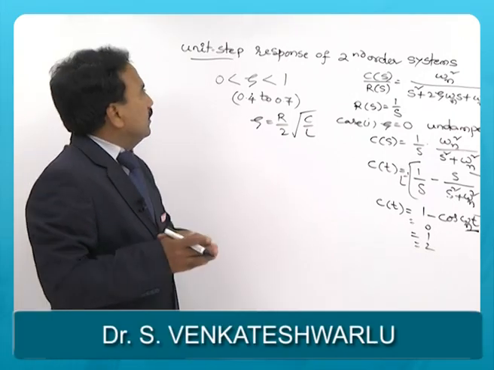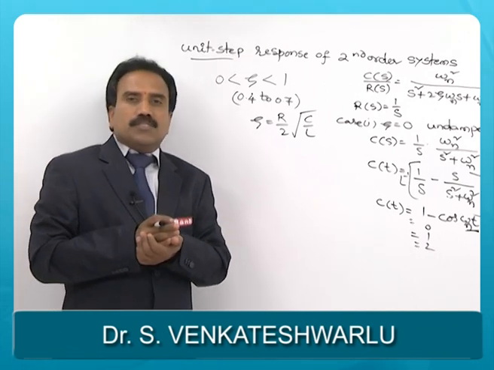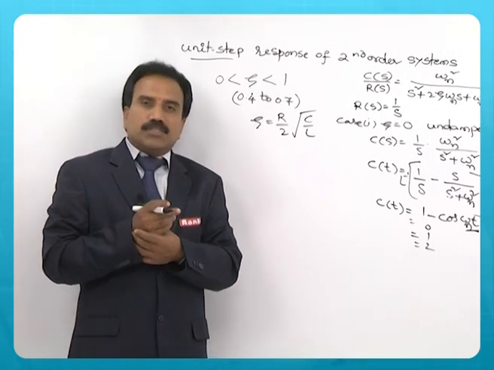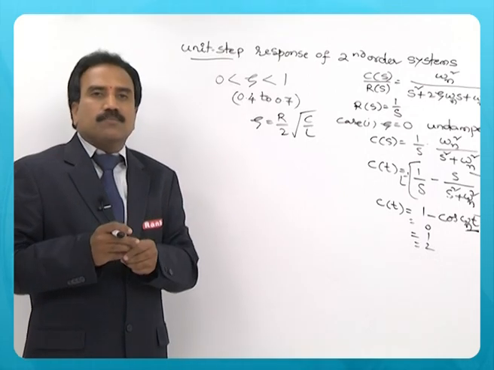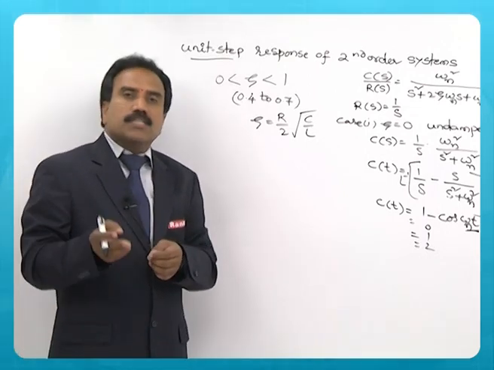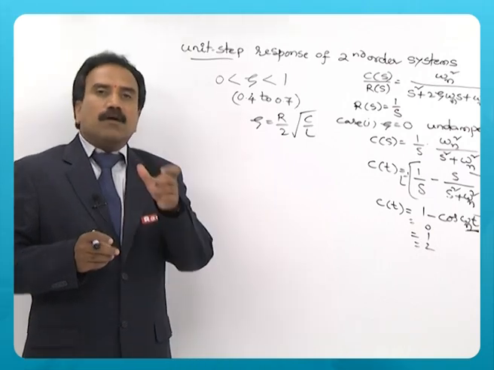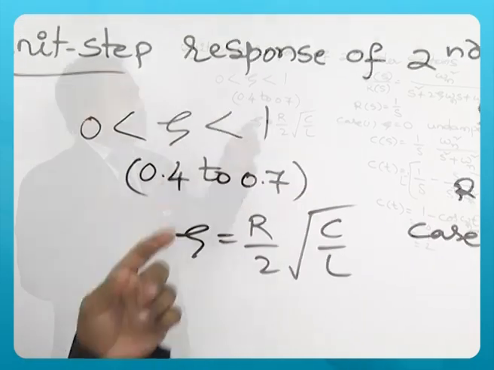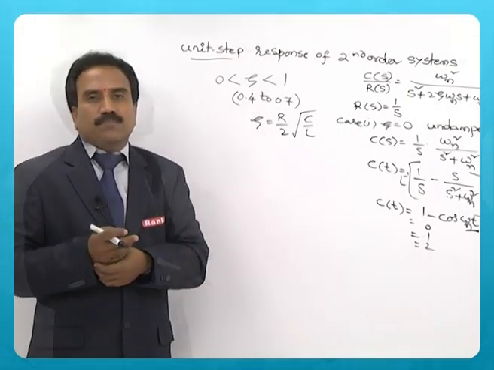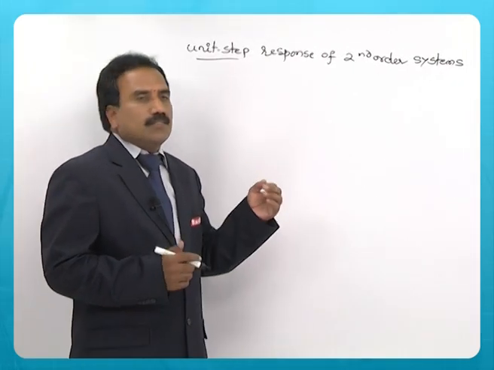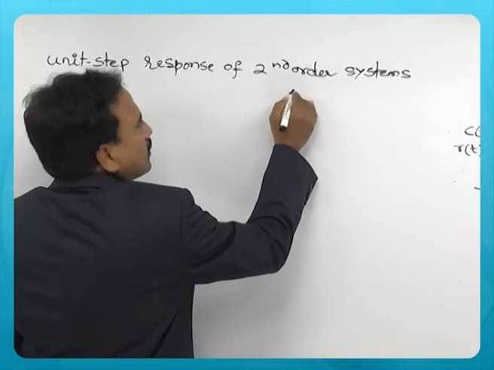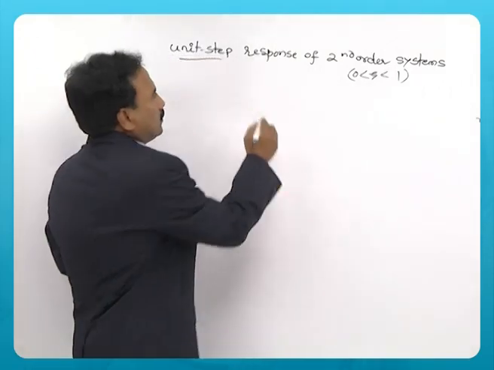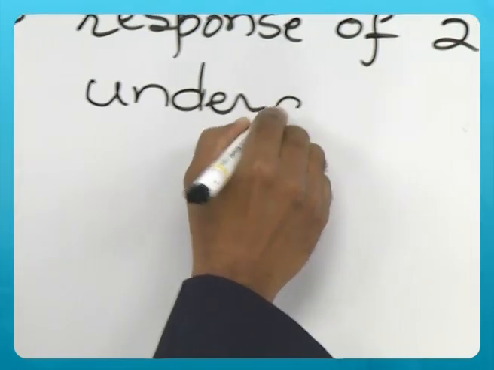So we need to see the time domain specifications. Unless we know some parameters, like efficiency and regulation, time domain specifications are there to analyze whether the system is good or bad. So we will now discuss the time domain specifications of a second order system for unit step input, with zeta between 0 and 1, meaning an underdamped system.